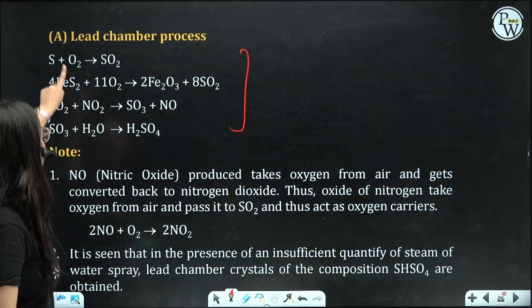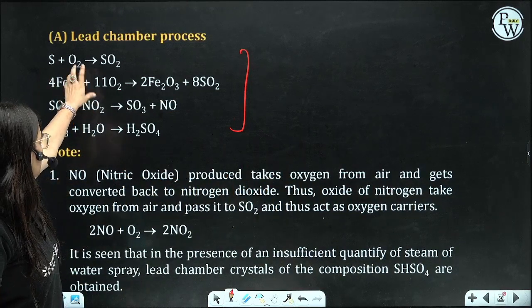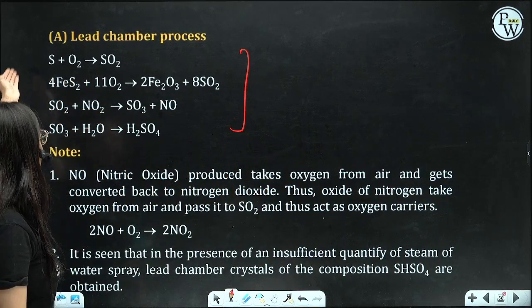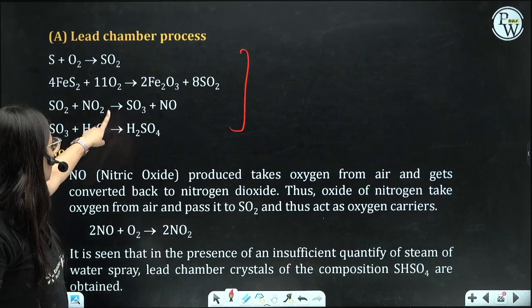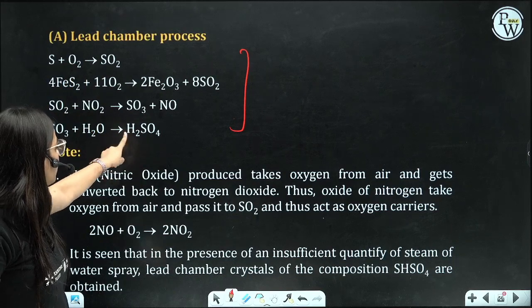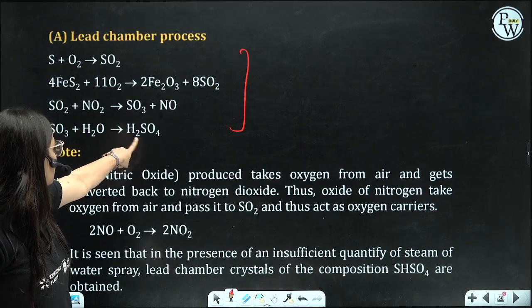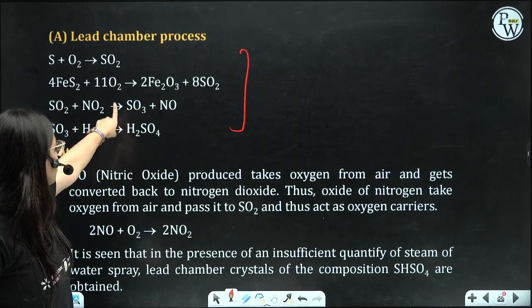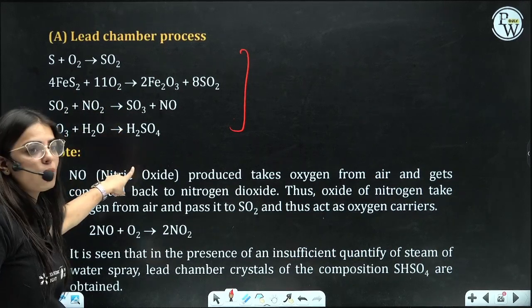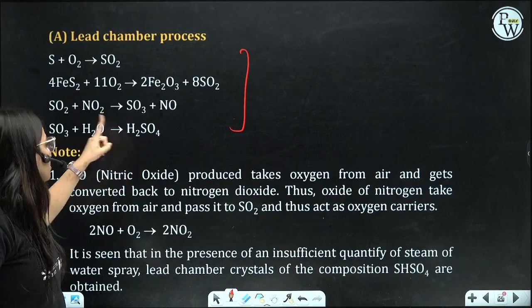How? Sulfur when it reacts with oxygen in the presence of air gives SO2, right? They have given you so many reactions, that you can further react with NO2 or with water. With water you are going to obtain H2SO4. How? First of all, SO2 reacts with NO2 to give SO3. This SO3 will further react with water to give H2SO4, right? So this is the production.